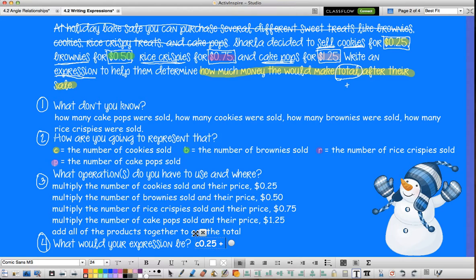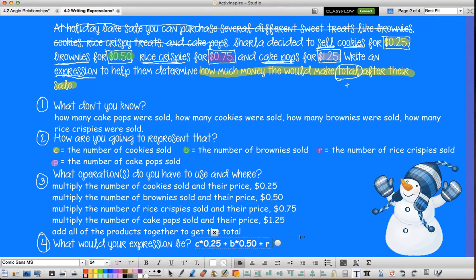Now we said we have to add that with the number of brownies, which we sold, which we don't know, so we put in B for that, but we do know their price, which is 50 cents. Now remember, when you see a variable connected to a number, that means multiplication. If it helps, you can draw in your asterisk. Okay, and I'm going to go ahead and do that so that way you don't forget. But remember, you cannot use an X because an X is a variable.